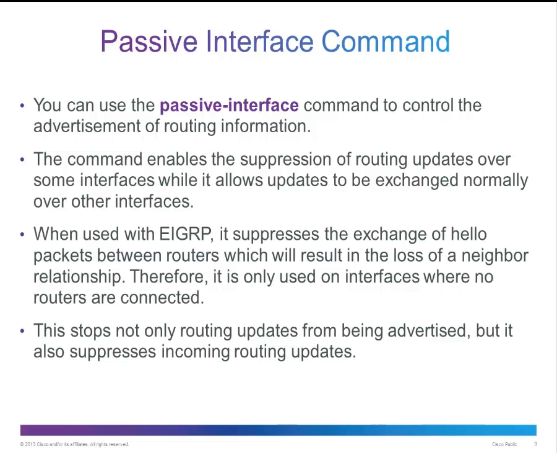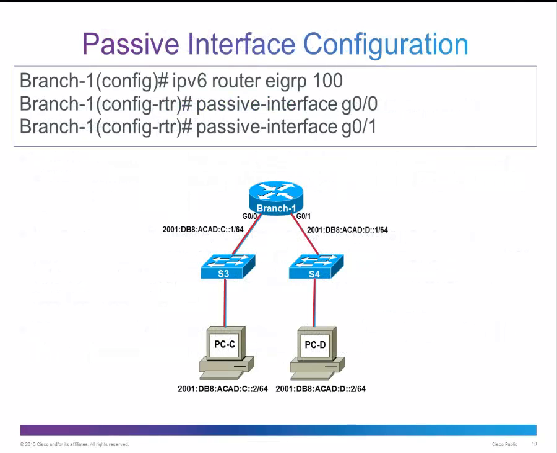You can use the passive interface command to control the advertisement of routing information. The command enables the suppression of routing updates over some interfaces, while allowing updates to be exchanged normally over other interfaces. When used with EIGRP, it suppresses the exchange of hello packets between routers, which will result in the loss of a neighbor relationship. Therefore, it is only used on interfaces where no routers are connected. This stops not only routing updates from being advertised, but it also suppresses incoming routing updates. The configuration is the same as with IPv4 EIGRP.